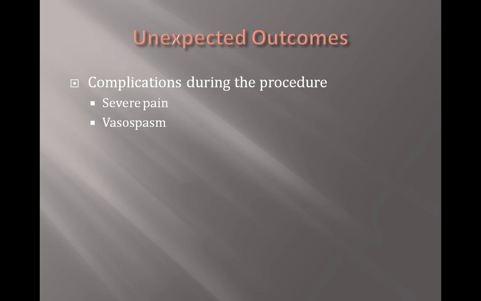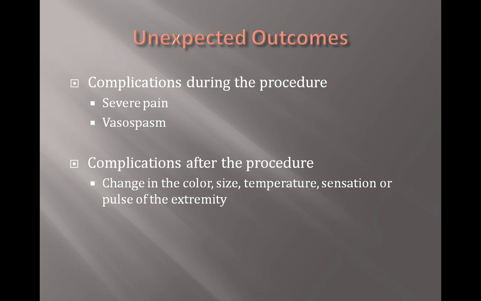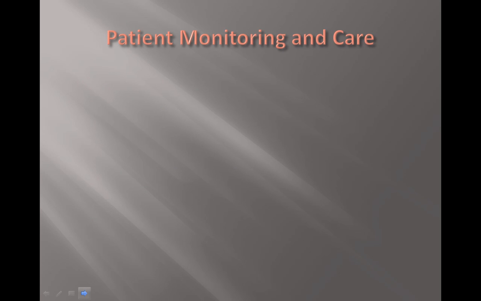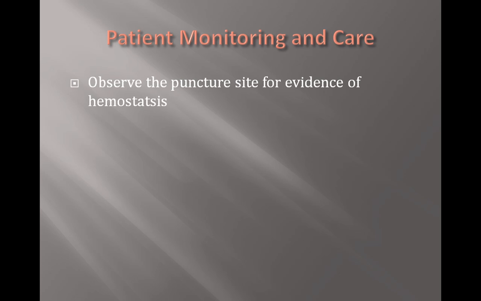Now let's look at the post-procedure complications. These result from a compromise in blood flow leading to color, size, temperature, sensation, or pulse changes to the extremity. It also includes bleeding, hematoma, and infection at the puncture site. Providing judicious patient monitoring and care is the best way to offset unexpected outcomes. Observe the puncture site for evidence of hemostasis. Post-puncture bleeding can occur in any patient, but it's more likely in coagulopathic patients and those on anticoagulation therapy.